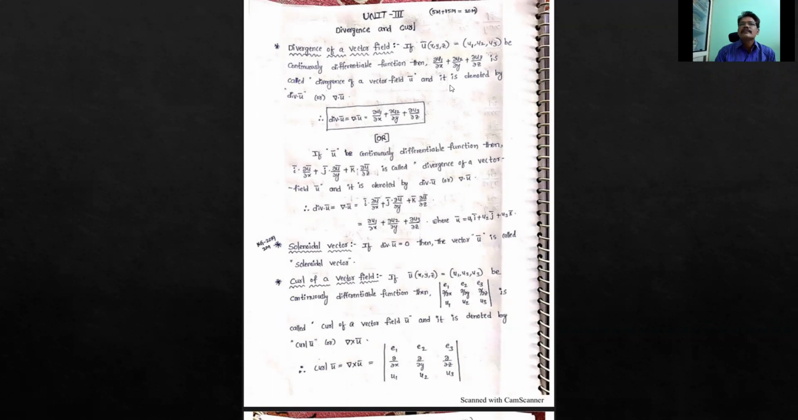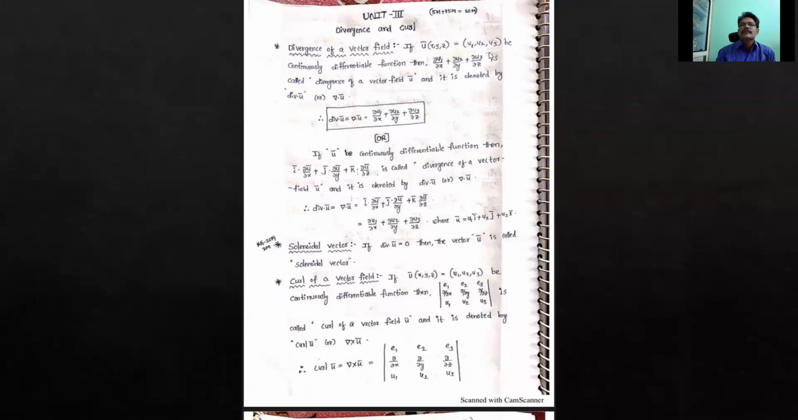Divergence means: suppose u bar (x, y, z) equals (u1, u2, u3) is a continuously differentiable function. Then ∂u1/∂x plus ∂u2/∂y plus ∂u3/∂z is called the divergence of the vector field u bar. It is denoted by div u bar or del dot u bar.